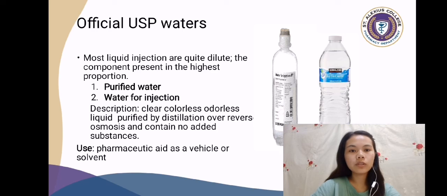Next is the water for injection. These are clear, colorless, and odorless liquids purified by distillation or reverse osmosis and contain no added substances. We learned in our previous lesson that this type of water is free from pyrogen and is used as a pharmaceutical aid, specifically used as a vehicle or solvent for the preparation of parenteral solutions.